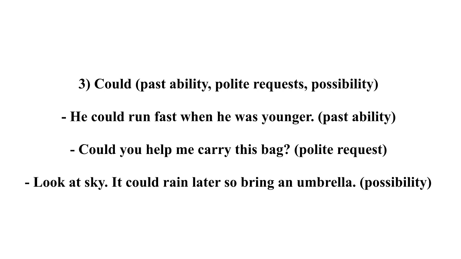And look at the sky, it could rain later, so bring an umbrella. So it's possible it will rain. The next one, might. Might is only possibility. She might come to the party tonight. But as I mentioned earlier, might is probably the lowest certainty of possibility. I don't know exactly, but it might be a 20% or 30% chance that she will go to the party, right? So could or may or can are more certain than might. So might, we would say, is the smallest chance of this thing happening.